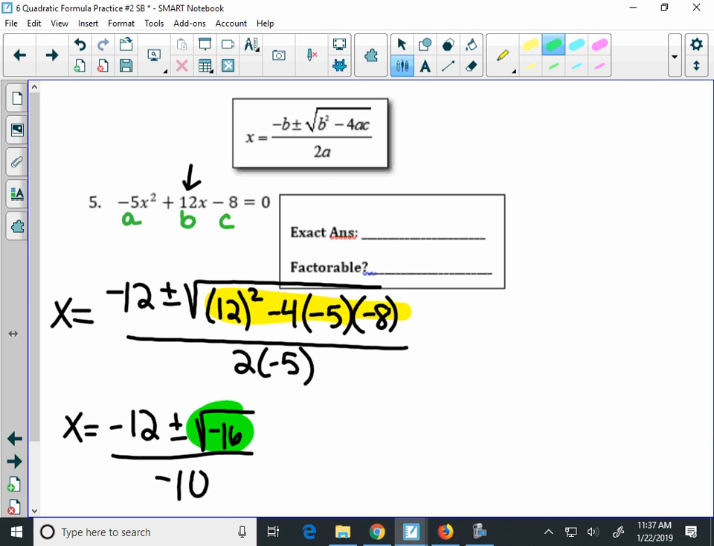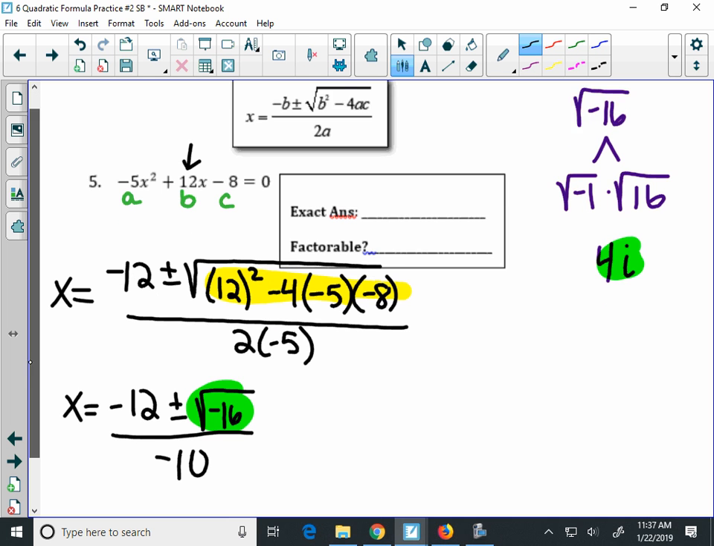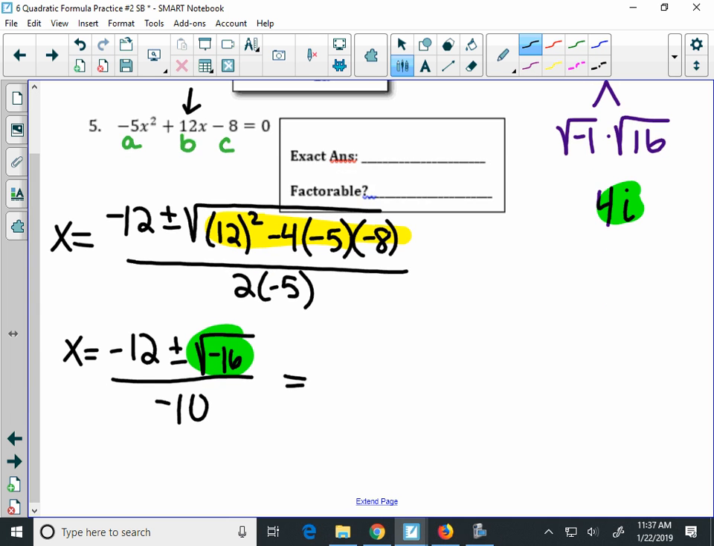I need to now break that down. The square root of negative 16. Well, just like the last practice, when there's a negative, I break that down into the square root of negative 1 times the square root of 16. 16 is a perfect square. That's 4. And the square root of negative 1 is i. So we're going to replace the square root of negative 16 with 4i. So negative 12 plus or minus 4i over negative 10. And remember, that's the same thing.